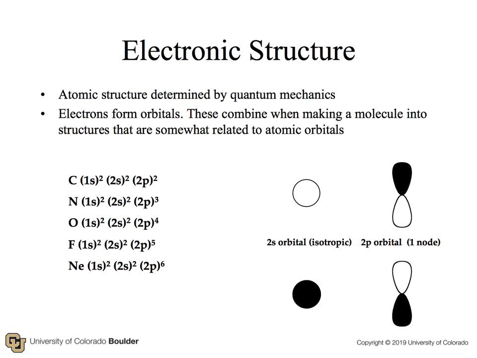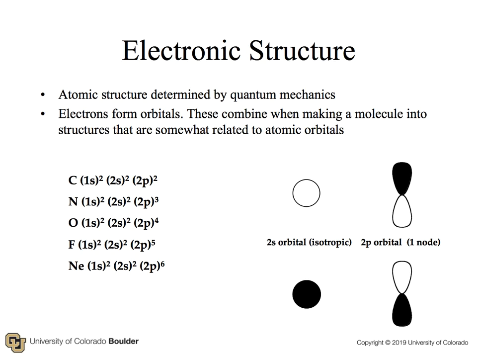So the electronic structure of the molecule is determined by quantum mechanics, just like in pure atoms. The electrons from the atoms form orbitals, and these combine when making a molecule into structures that are somewhat related to the atomic orbitals.